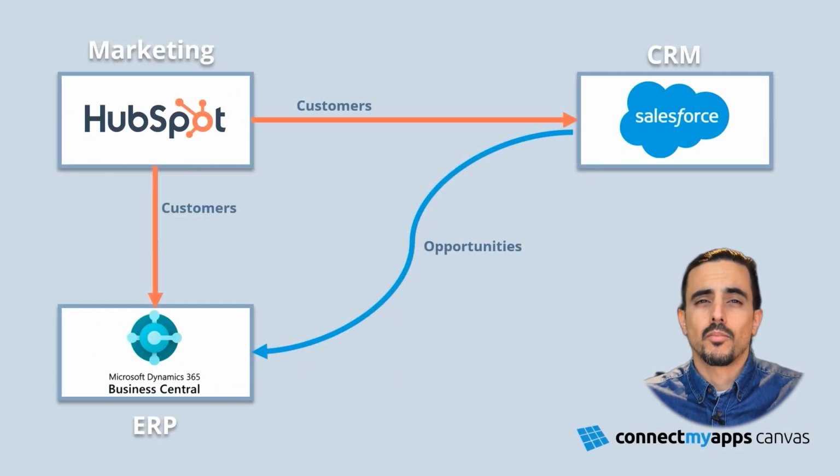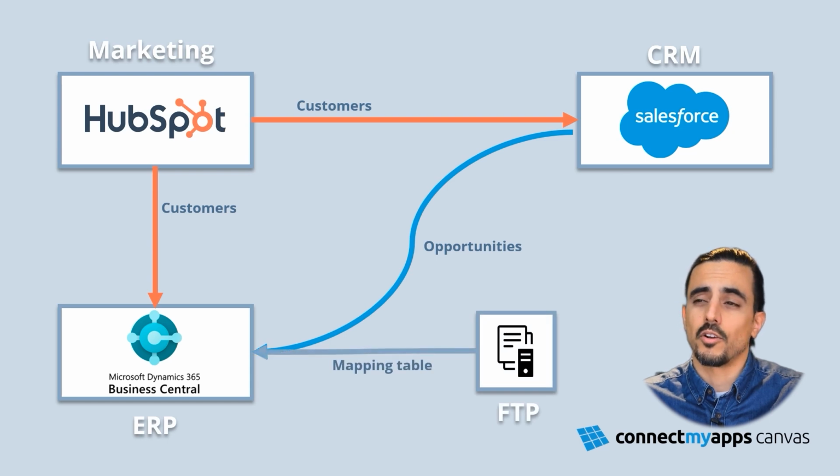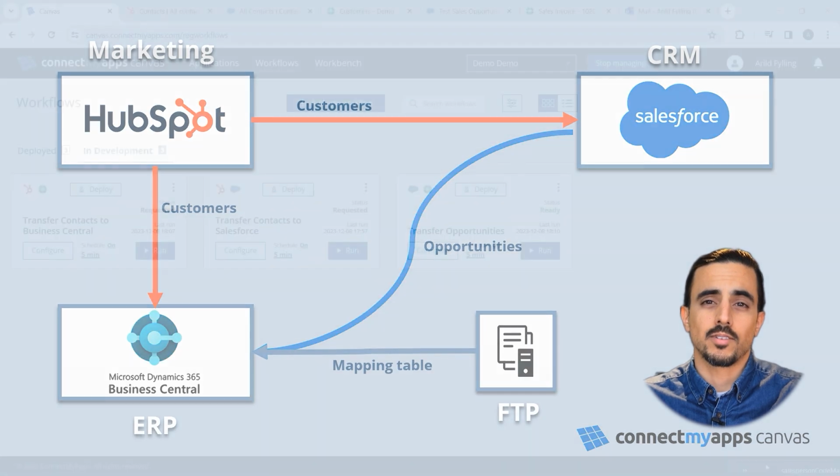But what about more complex situations and custom needs? Well, this is where Canvas gets to shine, showing its true power and flexibility and what you can do with custom code. So let's set up a scenario where you want to fetch a mapping table from an FTP server and combine that with the data coming out of Salesforce when creating the invoice in Business Central. Let's see how we can solve that on Canvas.